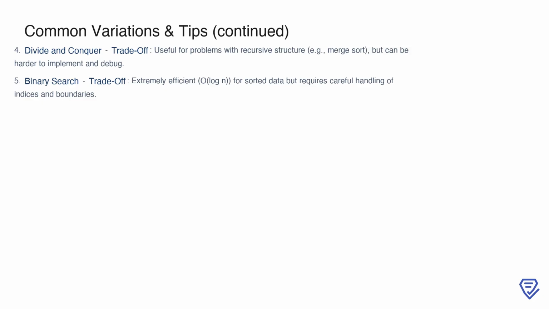Divide and conquer is another powerful technique to consider, especially for problems with a recursive structure, such as merge sort. This method is highly effective but can be challenging to implement and debug, so it requires a solid understanding of recursion. Binary search is another excellent strategy, particularly for scenarios involving sorted data. Its efficiency, with a time complexity of O(log n), makes it a go-to approach for many problems. However, it does come with its own challenges, such as carefully handling indices and boundary conditions to avoid off-by-one errors. Mastering these techniques and their trade-offs will not only help you solve this problem but also prepare you for a wide range of algorithmic challenges.